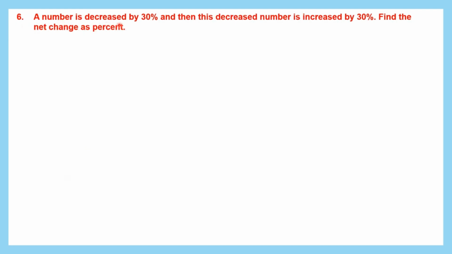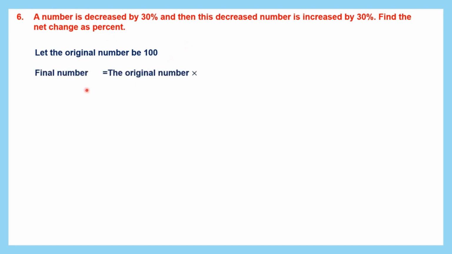Question 6. A number is decreased by 30% and then this decreased number is increased by 30%. So first we have to find the net change and then convert it to a percent. So let's consider the original number to be 100. And if we have to find the final number, then we have to use this formula, that is, final number is the original number into 1 minus 30% into 1 plus 30%. And why are we writing minus first? Because here it says a number is decreased. So when it is decreased, it is minus, and then it is increased, so it's plus.